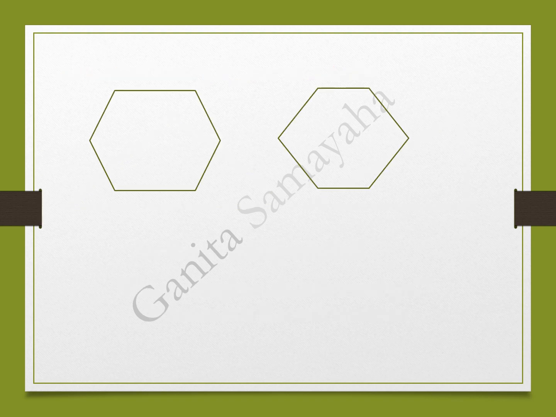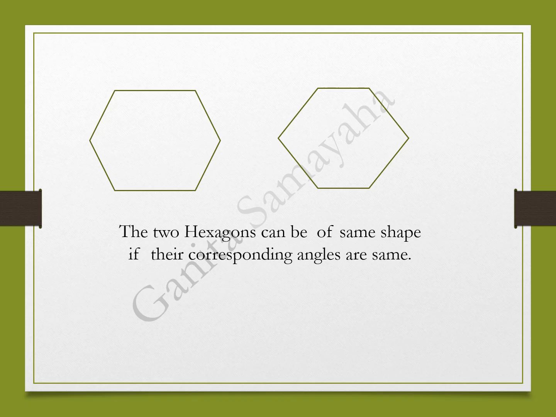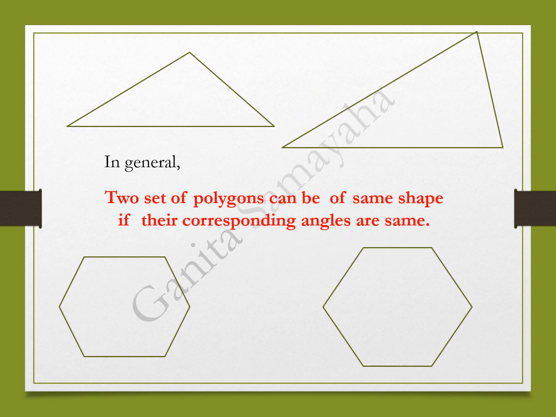Here I have got two hexagons. We can clearly make out that they are not of the same shape. That is also since their angles are not the same. So, two hexagons can be of the same shape if their corresponding angles are the same. So, in general, what can we say, children? In general, two polygons can be of the same shape if their corresponding angles are the same. Only if the corresponding angles are the same, you can consider two polygons to be of the same shape.